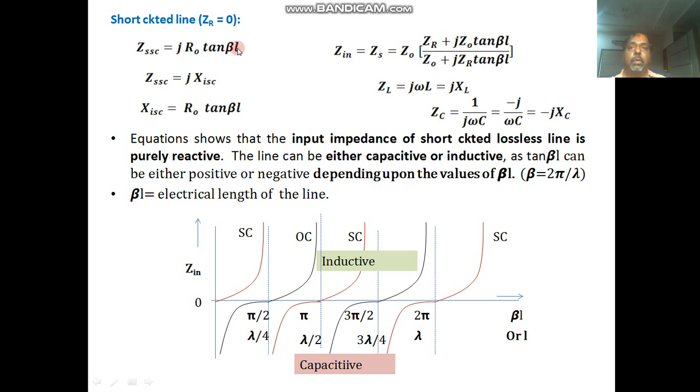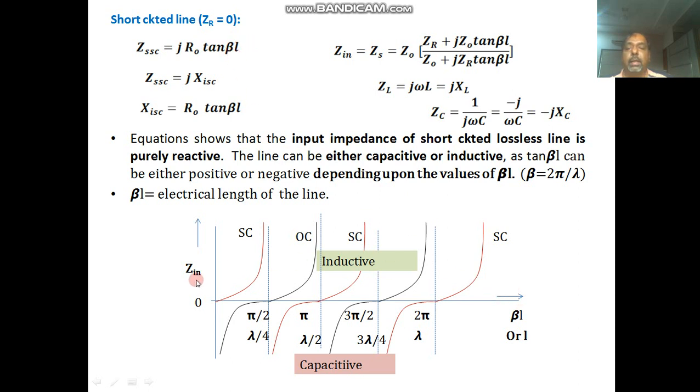we are not getting a real term here, so this value will be either inductive or capacitive. If this value is positive, then j R naught will be positive, so in that case it will behave as an inductor, and if this is negative, it will behave as a capacitor, because in case of an inductor we get j X L, j omega L, and for a capacitor we get 1 upon j omega C, that is a negative value. So if this whole expression is negative, that will act as a capacitor, and if we are getting it as positive, then it will act as an inductor. Here beta L is the electrical length of the transmission line, so this value will be either positive or negative, depending upon the value of beta L.